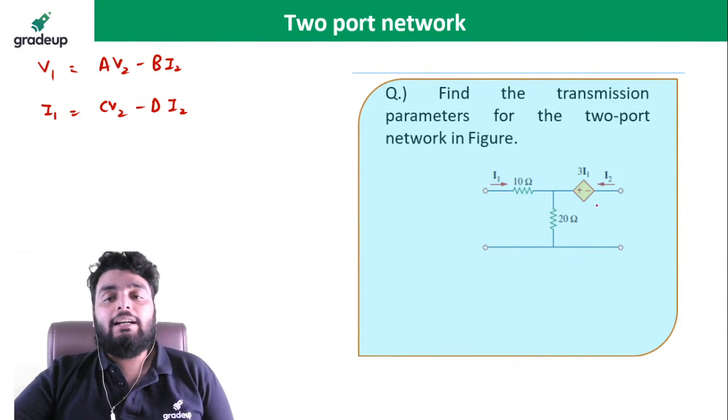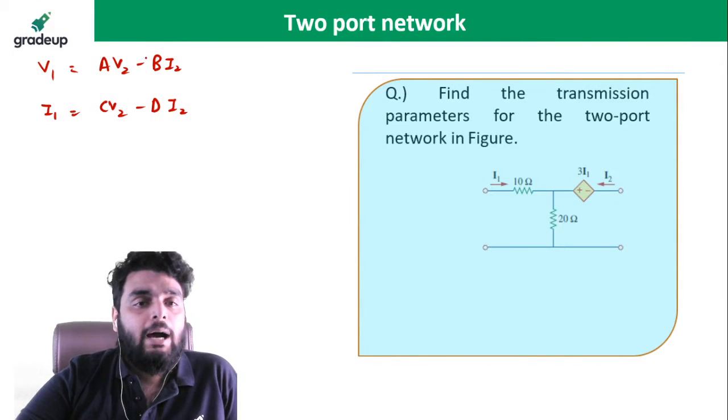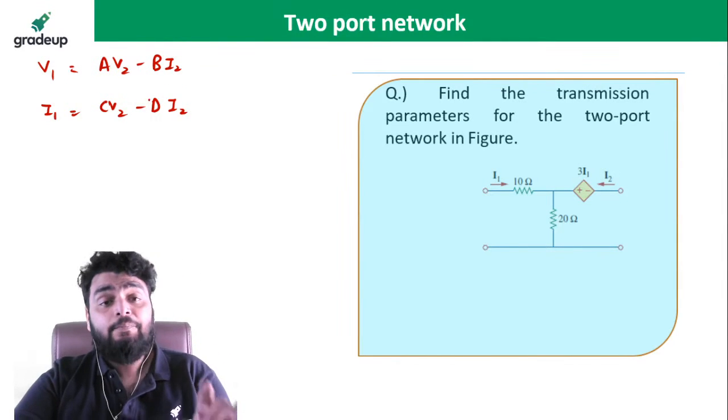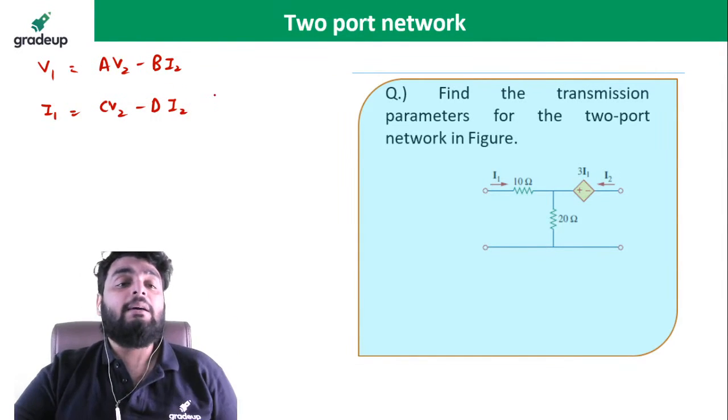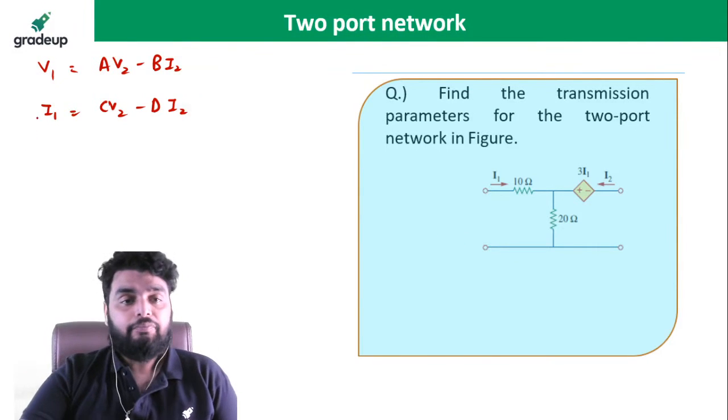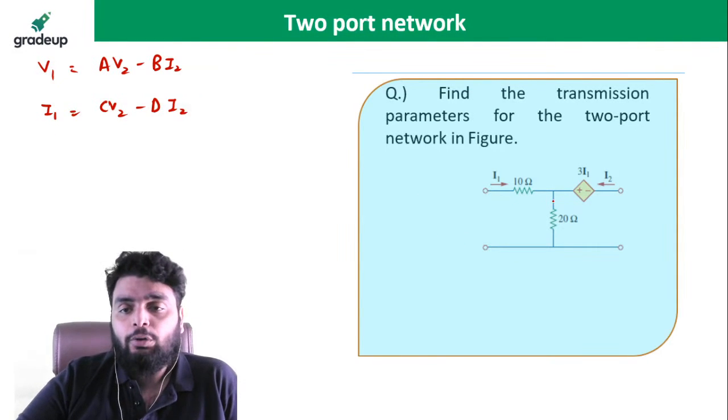अगर I2 का करंट बाहर फ्लो कर रहा होगा ना, तो यहाँ पर प्लस लगा देना और दूसरे पैरामीटर में यहाँ पे माइनस आ जाएगा. Correct. So let's see how to solve this question.